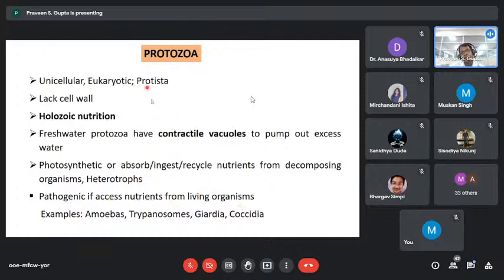It means there are many protozoa which are parasitic in nature and hence pathogenic, like amoeba causing amoebiasis, and in the same way trypanosoma, giardia, coccidia. There are many protozoa which are able to cause disease. You have heard about all this: malaria, it is plasmodium; giardiasis, giardia, etc.; tsetse fly, trypanosoma gambiense, etc.